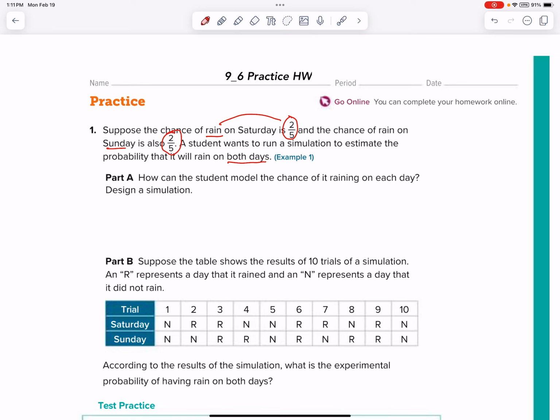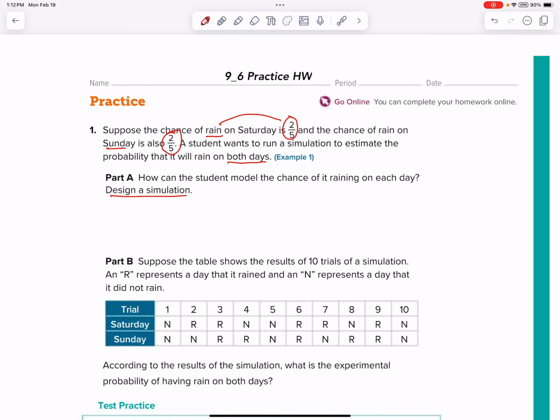How can the student model the chance of it raining on each day? Design a simulation. Of course, we can calculate that by doing 2/5 times 2/5, the probability of the one happening plus the probability of the other. But they're asking us to model the chance of it raining each day through a simulation. So we just have to think, well, what could we do?